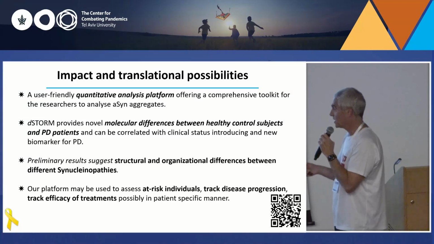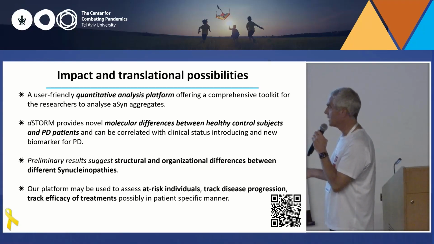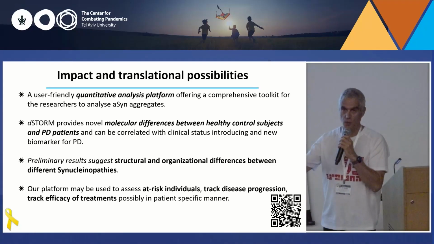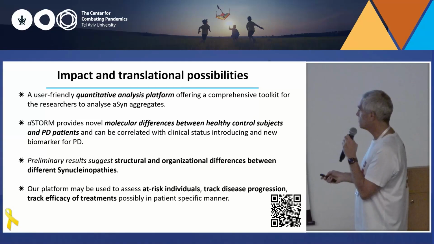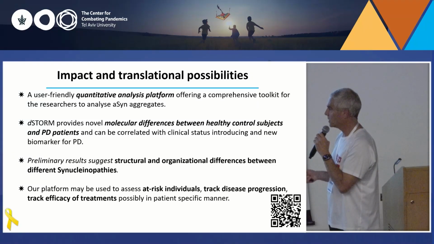And with that, the platform, basically, we can use it working with individuals in an at-risk population, carrying a GBA mutation, for example, which can track disease progression and also efficacy of treatment.